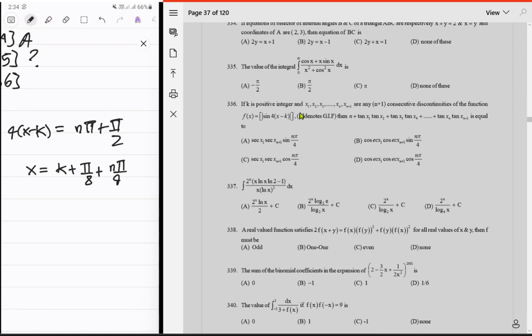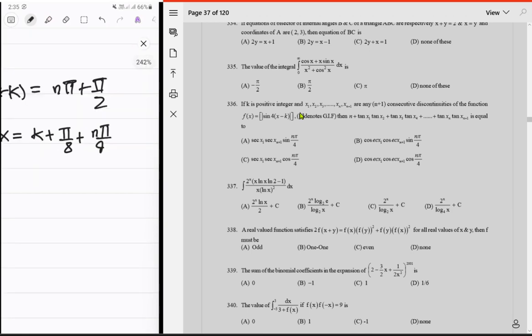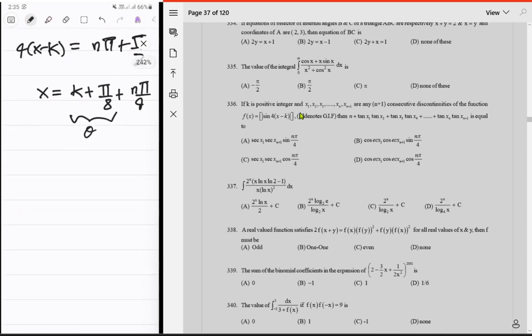Like n equal to 1, then n equal to 2, and so on, right? Just call k plus pi upon s as theta. So we just want tan of this. So tan of theta plus... k is just some random thing, so let's put this whole thing as theta. So x equal to theta plus n pi upon 4. That's what it's going to be, right?